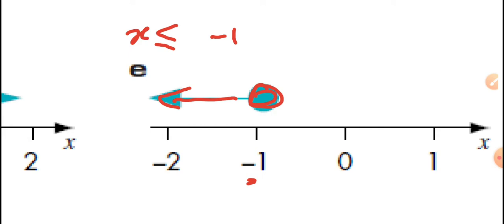So now if they ask me what's the biggest number x could be, x can be negative 1. So the biggest integer or whole number x can be is negative 1. Because remember, this means x has to be minus 1 or less. So minus 1, minus 2, minus 3, minus 4, minus 5. These are all smaller than minus 1. So the biggest integer it could be is negative 1.